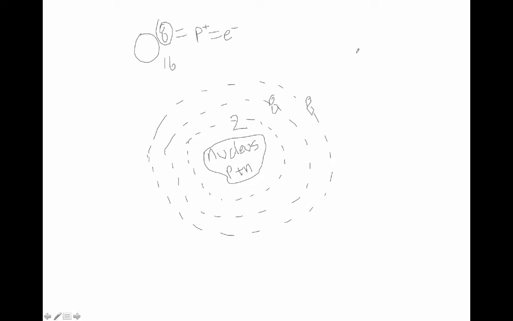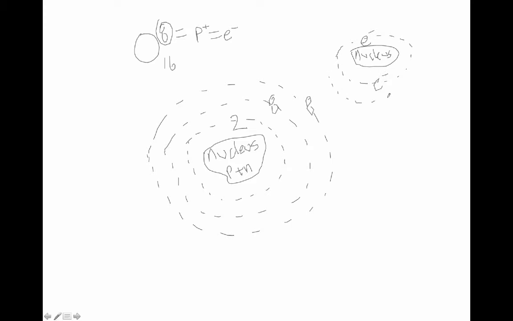So we're going to have our nucleus. And then surrounding the nucleus, we're going to have our first shell of electrons. And there's going to be 2. Because remember, the maximum amount of electrons we can have in the inner shell is 2. So I'll put an electron here and an electron there.